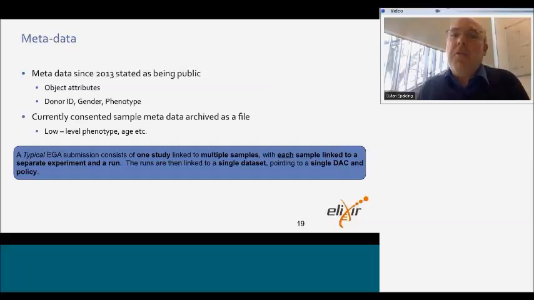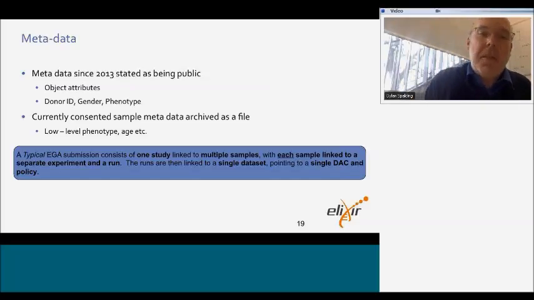For low-level phenotype data or consented sample metadata, these are currently archived as a file, which ensures they're under controlled access, so they're not publicly accessible. Examples would be, for example, age here, or actually geographic location and so on.